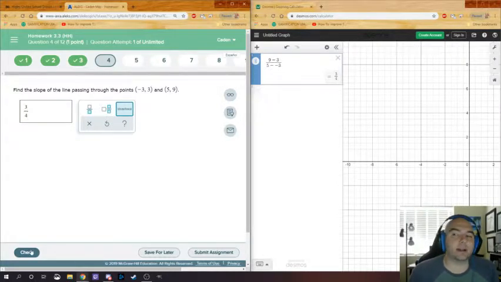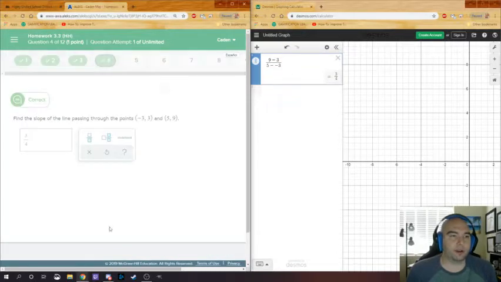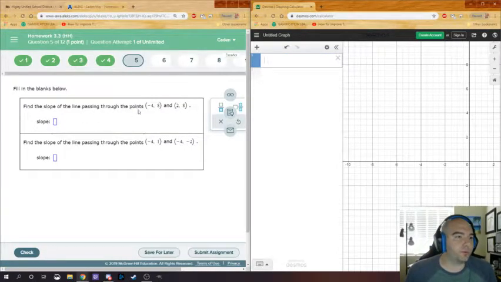So as long as you know how to set up the problem, like here's my main issue. If your math isn't great at doing this kind of stuff, that's okay. I'm okay with you using a calculator or whatever. You just need to know the setup. That's the key idea. Find the slope of the line passing through these points.